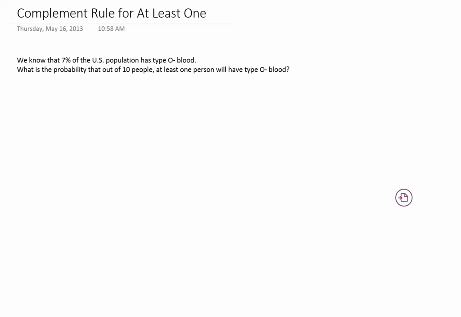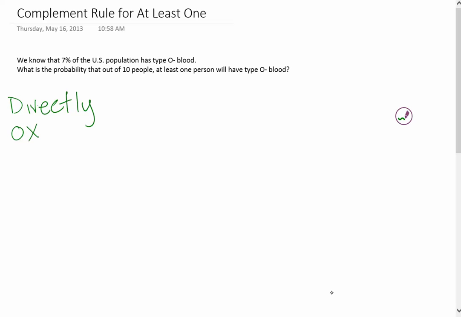Now you could try and do this problem directly, which would mean you would have to list out all of the possible outcomes that you could do to get at least one person with type O negative blood. So let's do an O for type O negative and an X for not type O negative. So let's just say I wanted one person to have type O blood. I could do the first person be type O negative and the next person not. Okay, so you would have to have one person type O negative and 9 people with not type O negative.